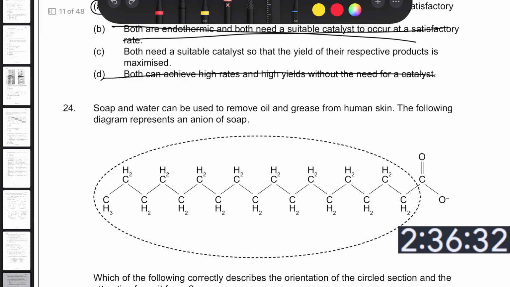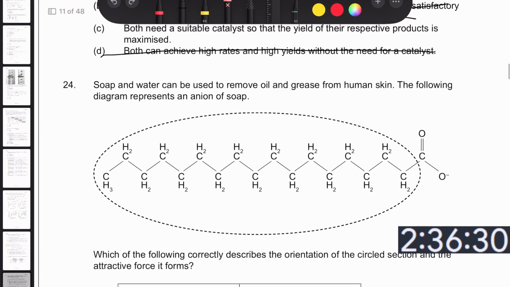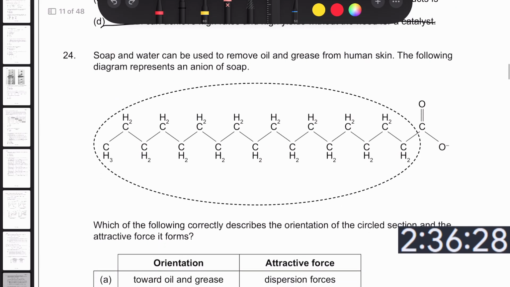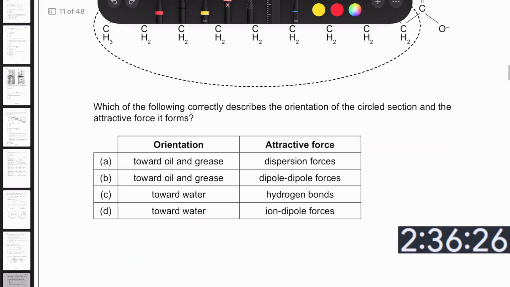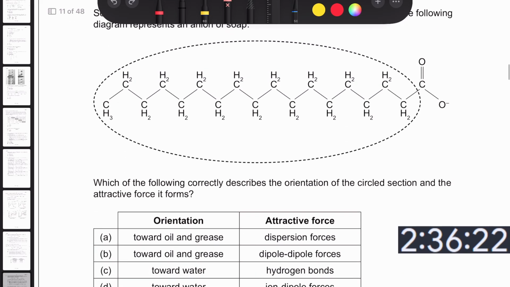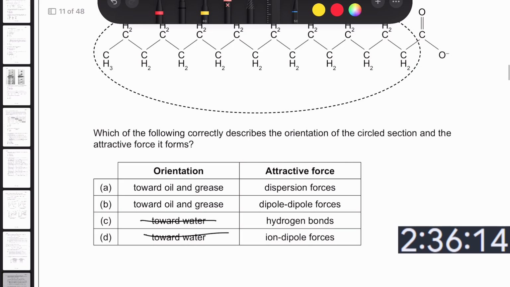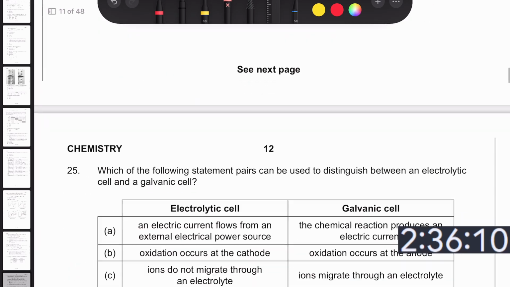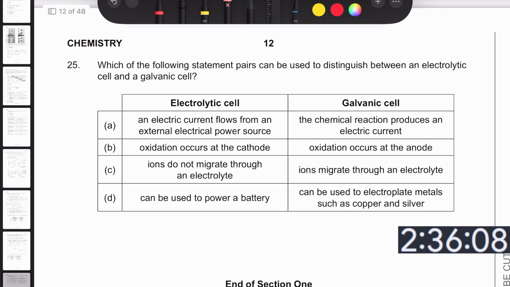Soap and water can be used to remove water and oil, grease from skin. The following diagram represents an anion of soap. Which of the following correctly describes the orientation of the circled section and the attractive force it forms? Circled section is towards oil and grease, and the attractive force is dispersion. Which of the following statement pairs can be used to distinguish between an electrolytic and galvanic cell?